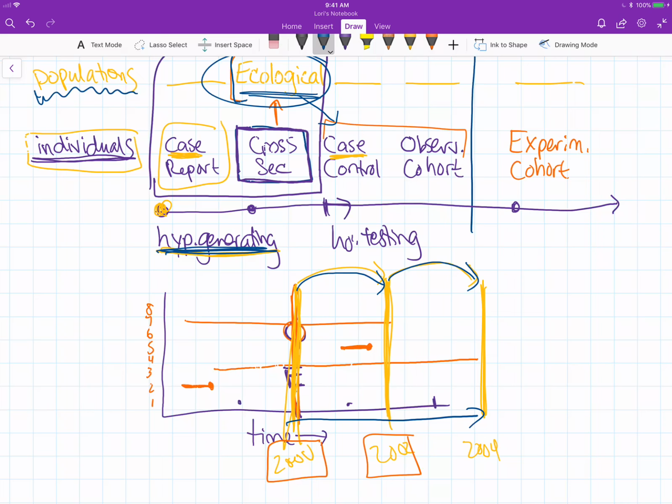All of that is happening in this hypothesis generating area. And so be really careful about the interpretation of studies, because you really can't say a whole lot about whether certain variables are causal. So that is a summary of ecological study designs.